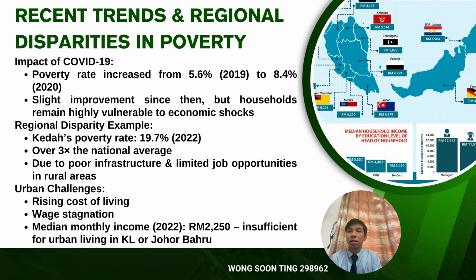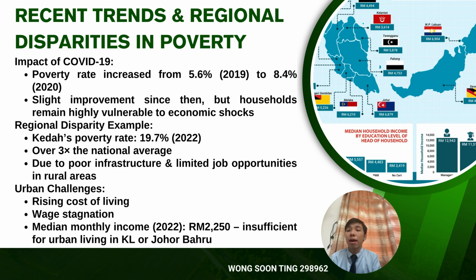Fast forward to recent years, the COVID-19 pandemic highlighted how vulnerable many Malaysians still are. The national poverty rate increased from 5.6% in 2019 to 8.4% in 2020, and although it has improved slightly, it shows how shocks can easily push households back into poverty. We also see regional disparity. For example, Kedah's poverty rate was 19.7% in 2020, more than triple the national average. This reflects poor infrastructure and limited job opportunities in rural areas.